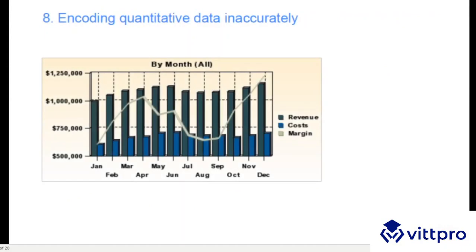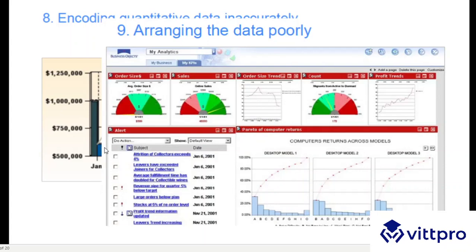Then you have encoding the quantitative data inaccurately. So here the encoding is not correct, because you can see it starts from 500,000. Usually the data should start from 0, then 500, 700, 1000. Otherwise you will not be able to gauge the difference easily.